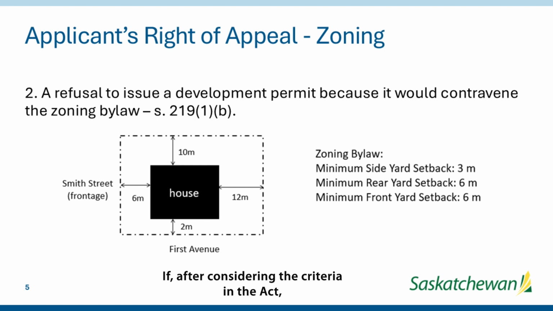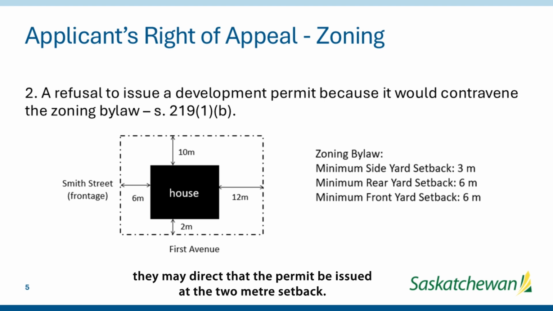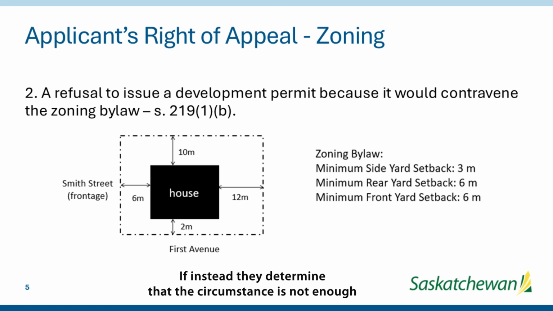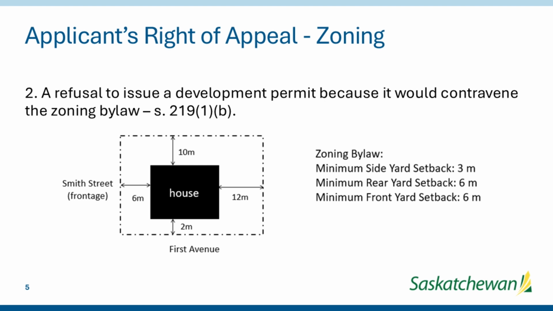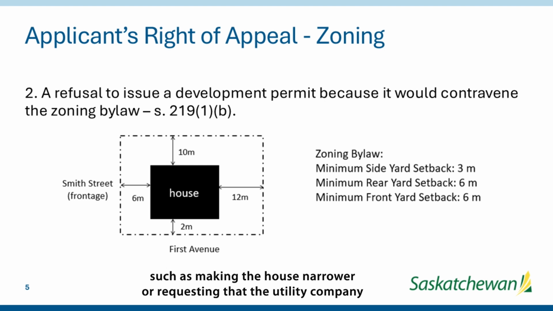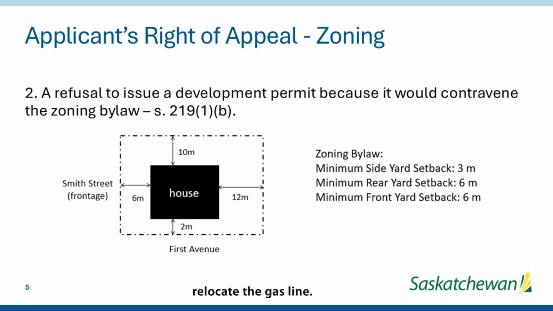If, after considering the criteria in the Act, they determine that this is an acceptable special circumstance, they may direct that the permit be issued at the 2-meter setback. If, instead, they determine that the circumstance is not enough to warrant a variance, they may uphold the permit refusal, and the applicant must then examine other options to meet the requirements, such as making the house narrower or requesting that the utility company relocate the gas line.